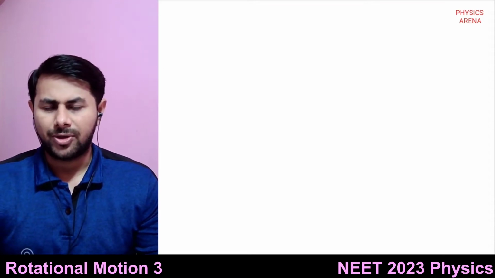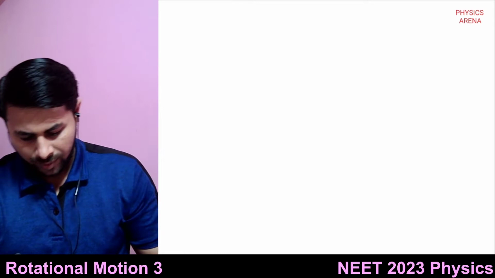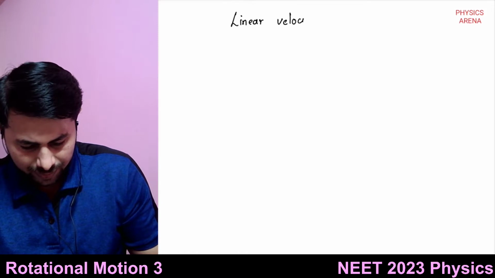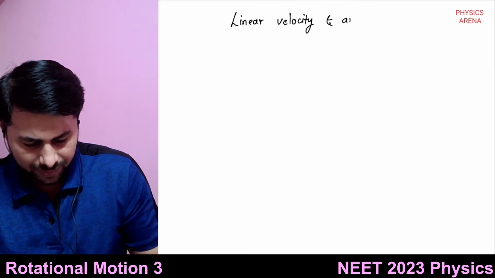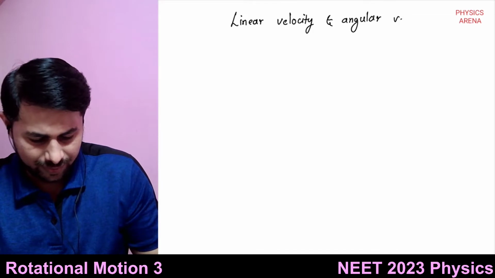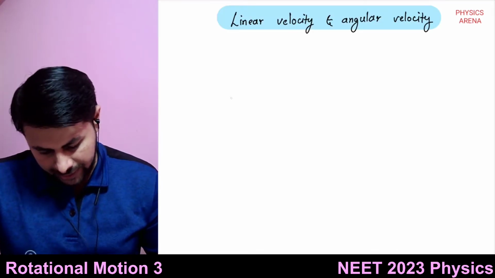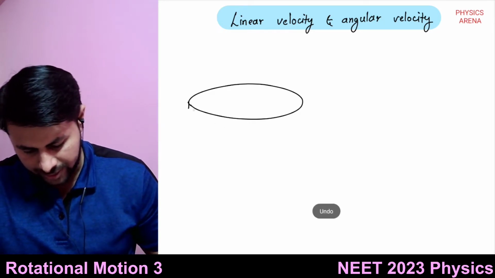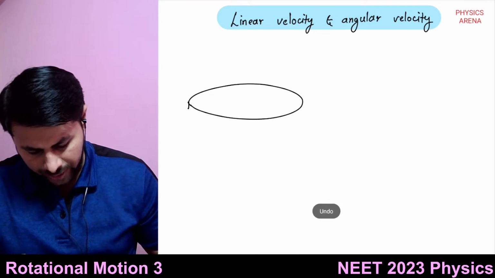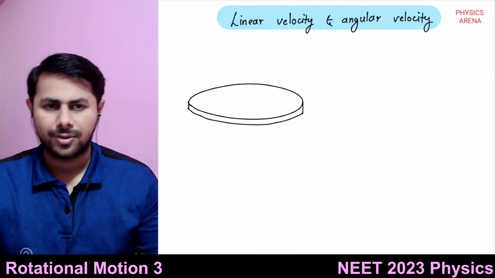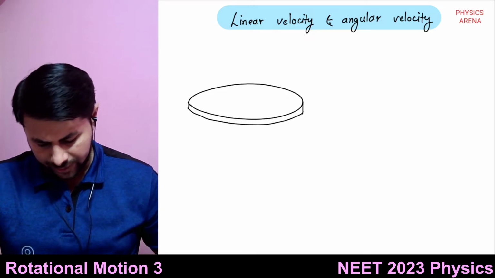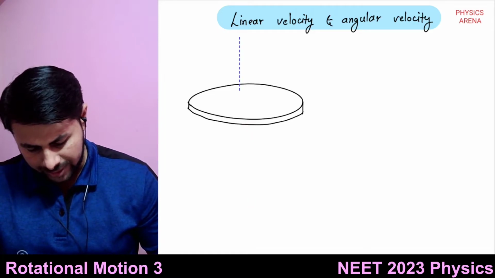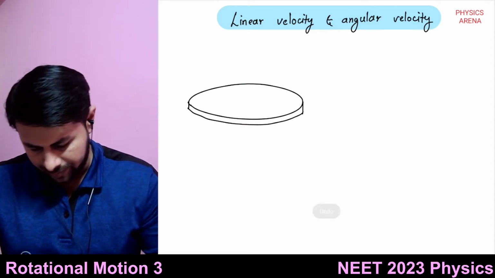So we know about the vector product of two vectors, right? So now we'll talk about the linear velocity and angular velocity. Let us consider a disk. Okay, let's consider a disk which is rotating about some axis. Let's suppose we have this disk and it is rotating about this vertical axis which passes through its center.